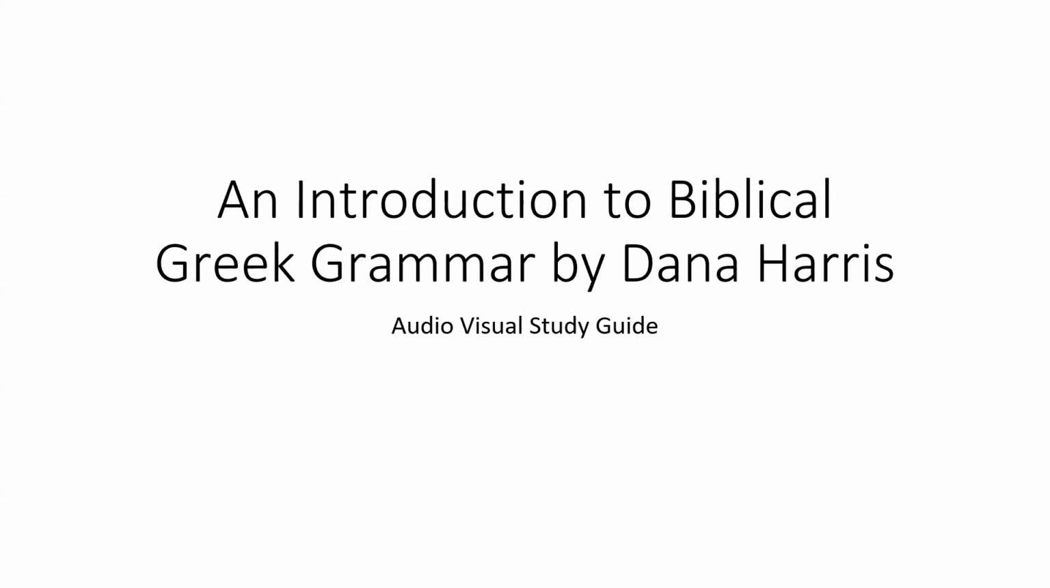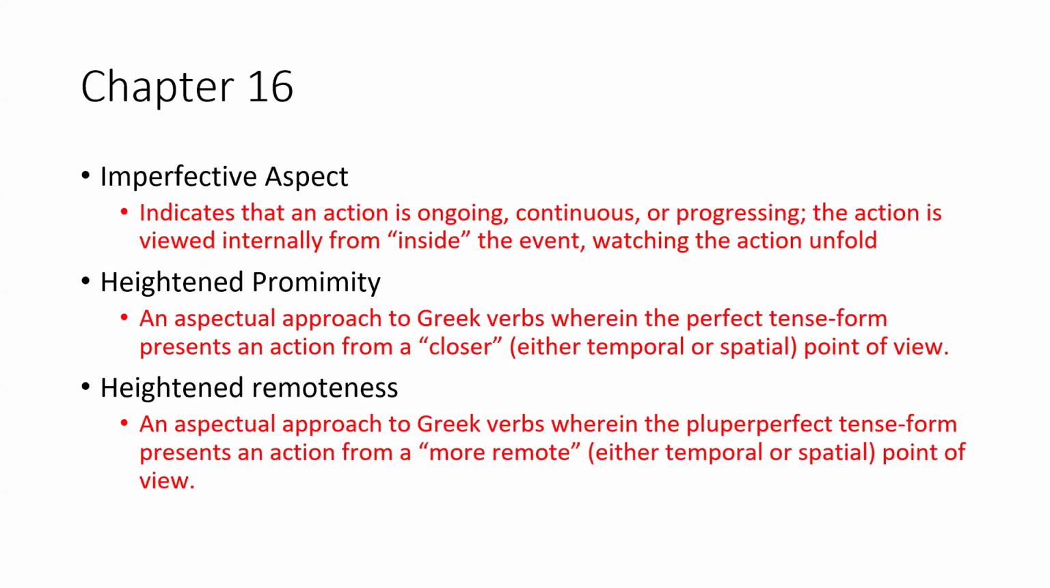This is an audio-visual study guide for Chapter 16 of Dana Harris's Introduction to Biblical Greek Grammar. So imperfective aspect indicates that an action is ongoing, continuous, or progressing. The action is viewed internally, from inside the event, watching the action unfold.